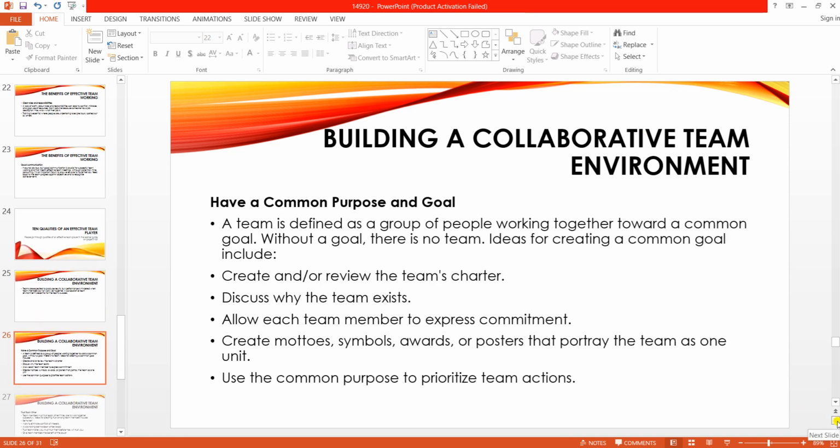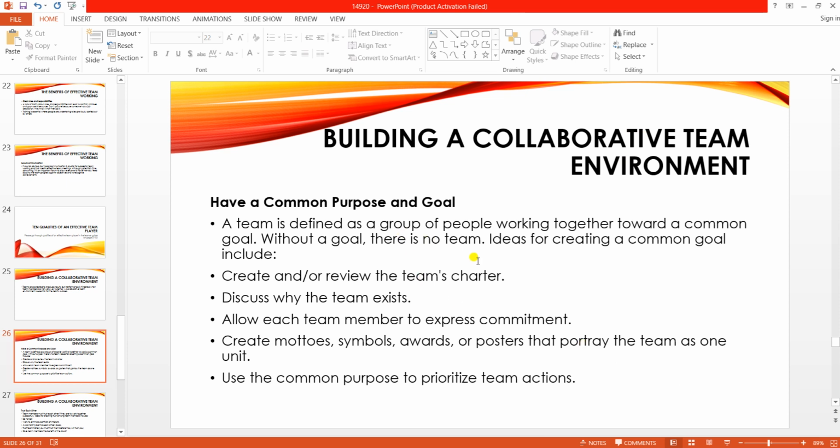So let's look at having a common purpose and goal. A team is defined as a group of people working together toward a common goal. So without a goal, there is no team. There are ideas for creating a common goal, which include creating and reviewing the team's charter, discussing why the team exists, allowing each team member to express commitment, creating mottos, symbols, awards, or posters that portray the team as one unit, and lastly using the common purpose to prioritize team action.